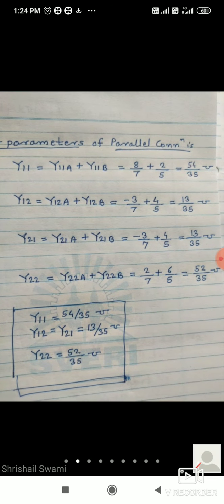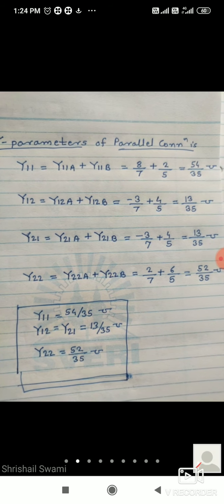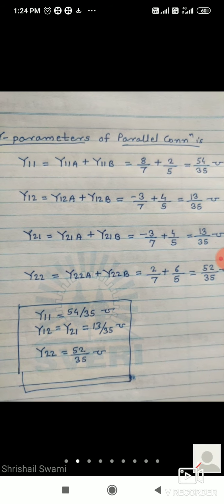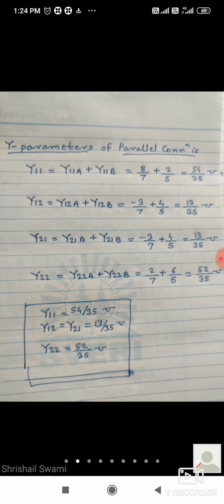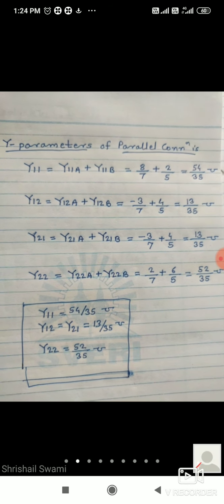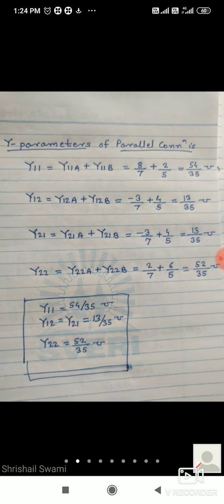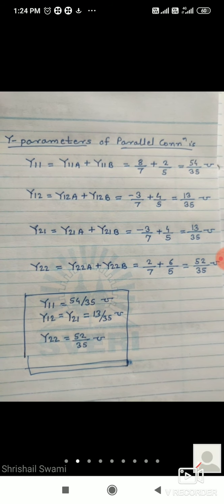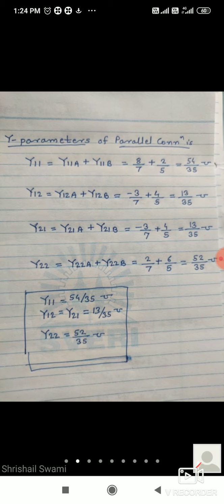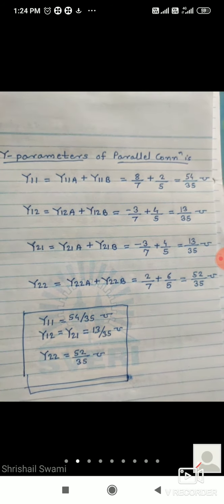Third problem. First you should be able to identify the connection. Use Y parameters for the parallel combination. Then of the two networks, the Y parameter of one is already given and the Z parameter of the other is given. Then from that Z you have to find out its Y parameter by the inter-relation. Once you get the Y parameters of both networks, then according to the parallel connection we are going to use Y parameters and use these equations. Then you can put the values and you will get the Y parameters.